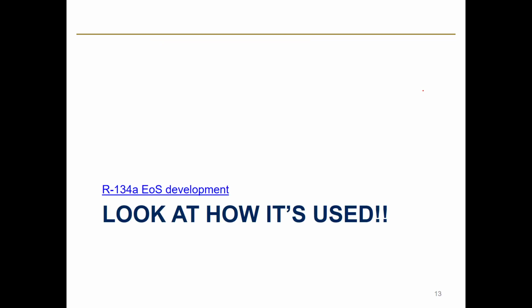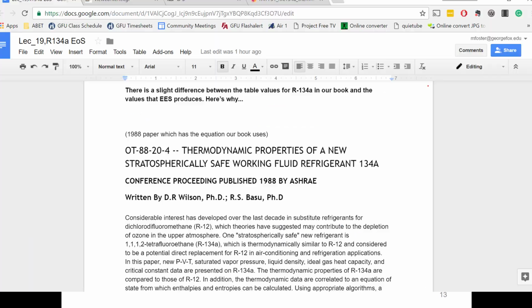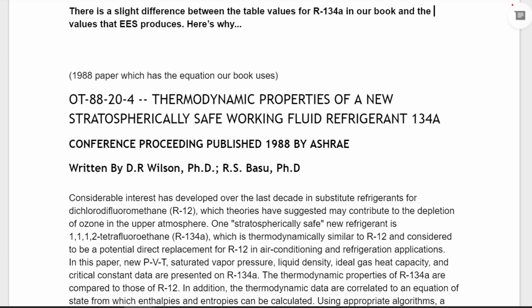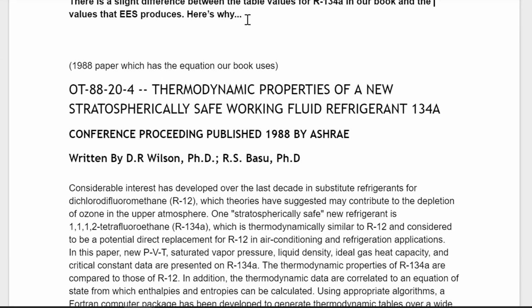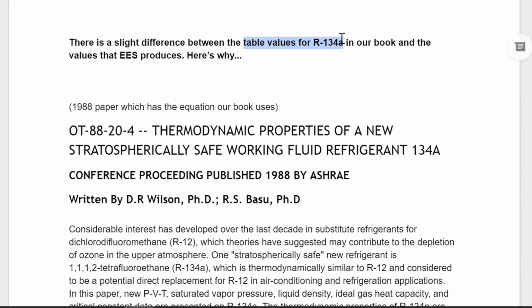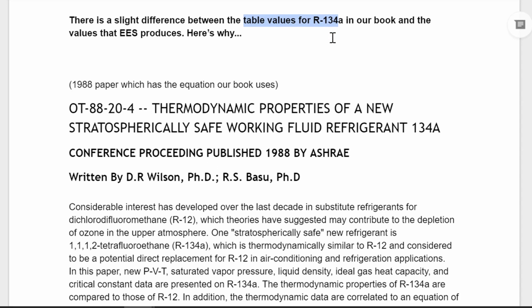All right, here's the development of the equations of state for R134A, so I'm going to show you how that's used. There's a slight difference between the table values of R134A in our book and the values that EES produces. I think people have seen that before. Students have mentioned that in class.